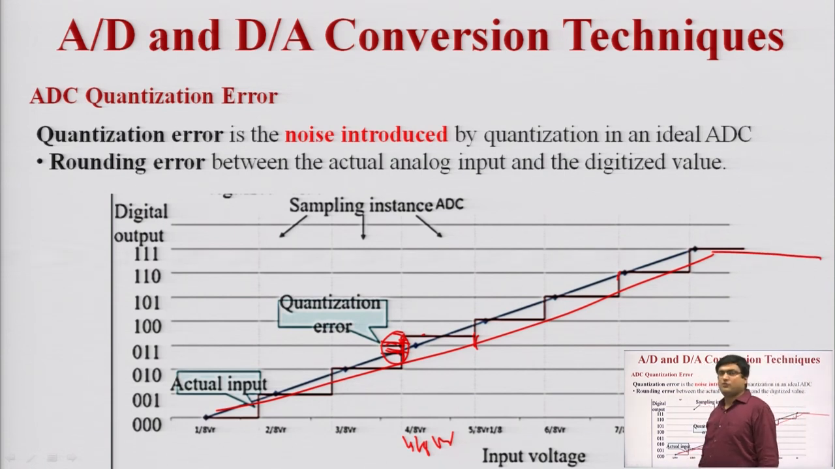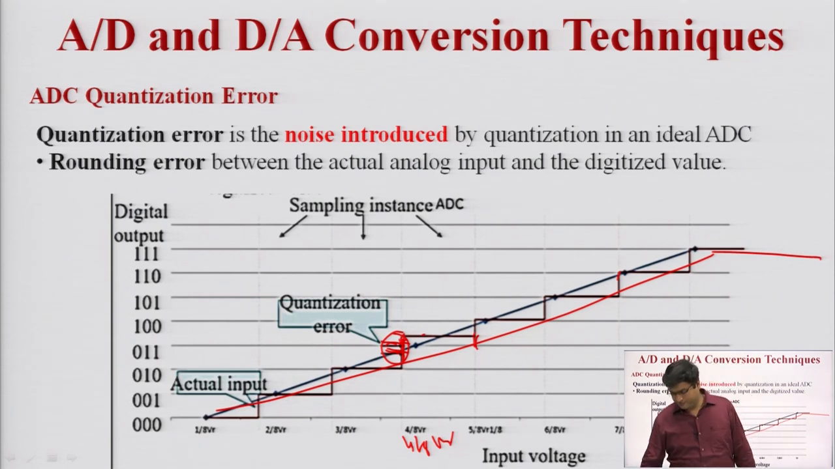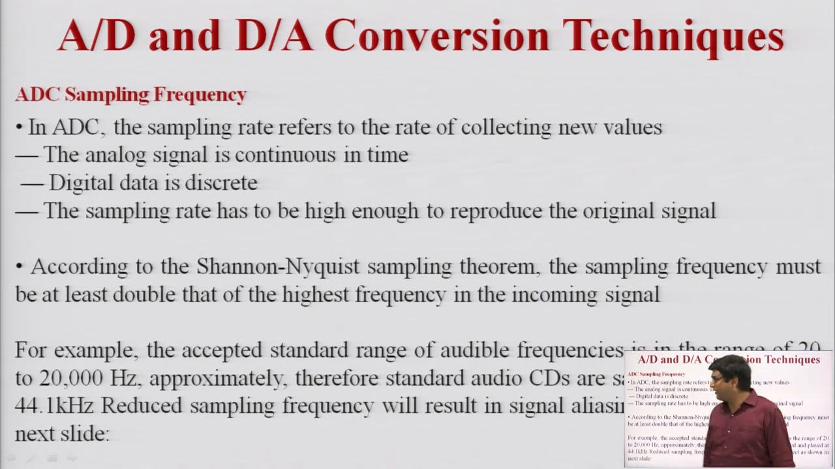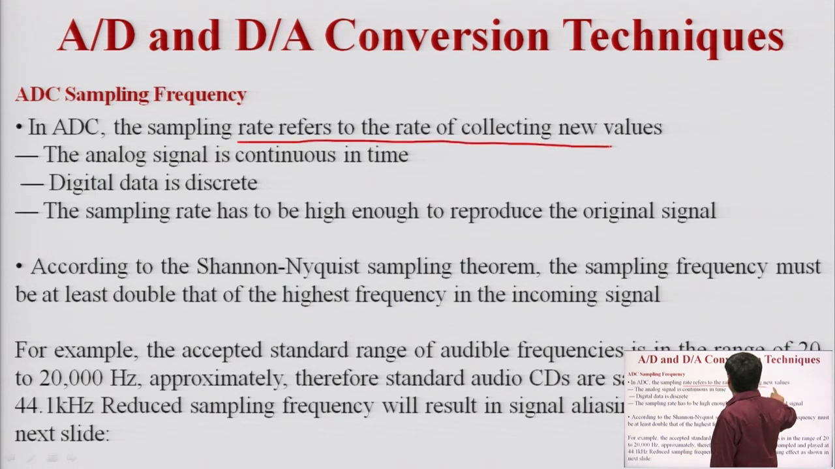We have to reduce the quantization error, otherwise we cannot reproduce the original signal. It may have some noise, so we need to use a filter here. After that there is the concept of ADC sampling frequency. The sampling rate refers to the rate of collecting new values.